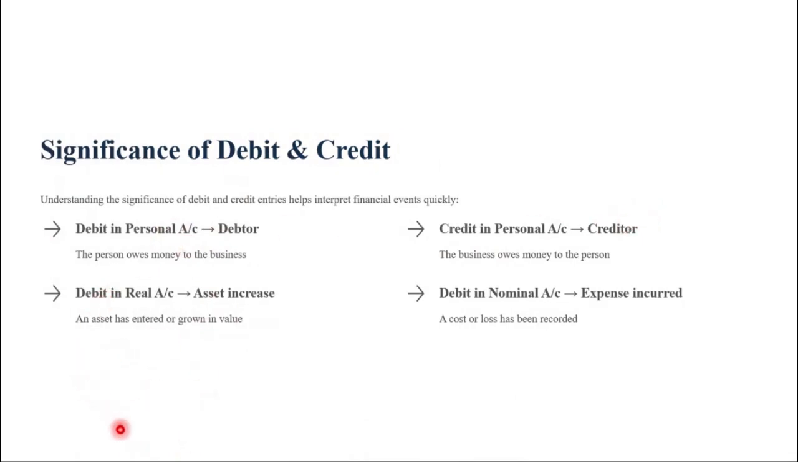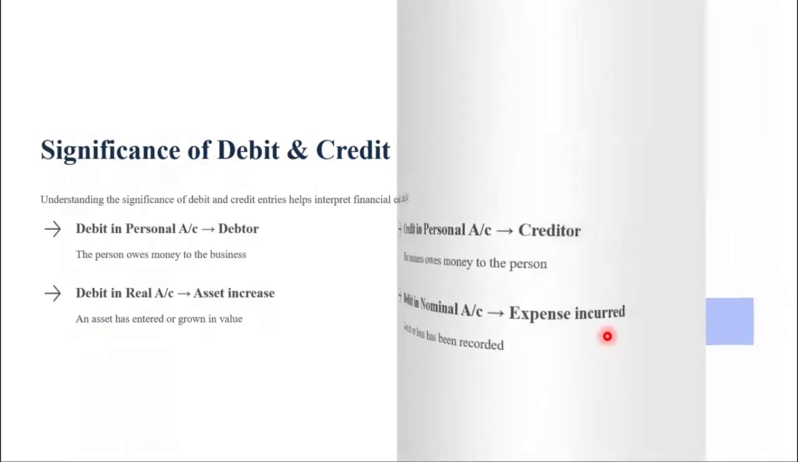In real accounts, a debit always implies the acquisition or increase of an asset. You will almost never see a credit balance in a physical asset account like building unless an asset has been completely sold off. In nominal accounts, a debit signifies that an expense has been incurred, while a credit signifies that profit or income has been realized. By simply looking at which side an entry sits on, an accountant can understand the nature of the business's event without reading a single word of description.